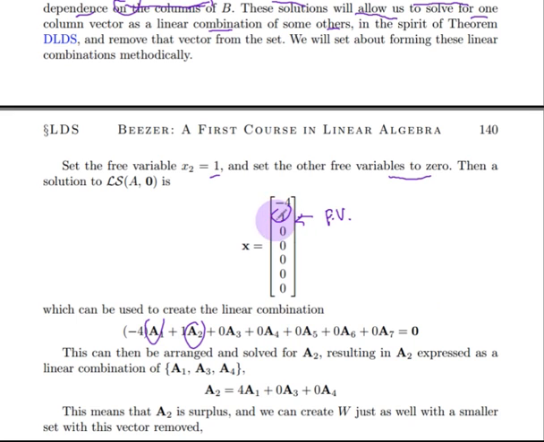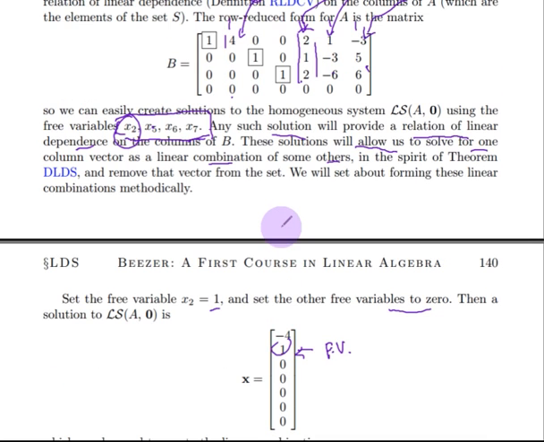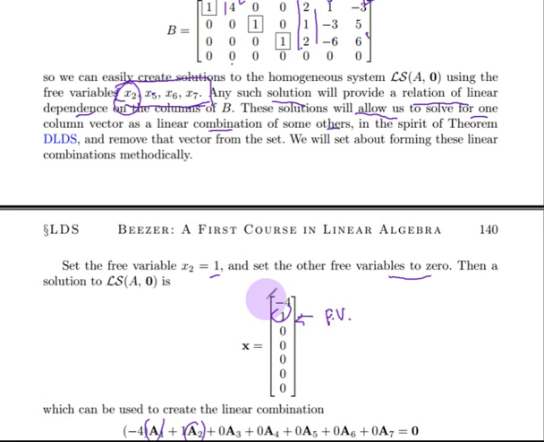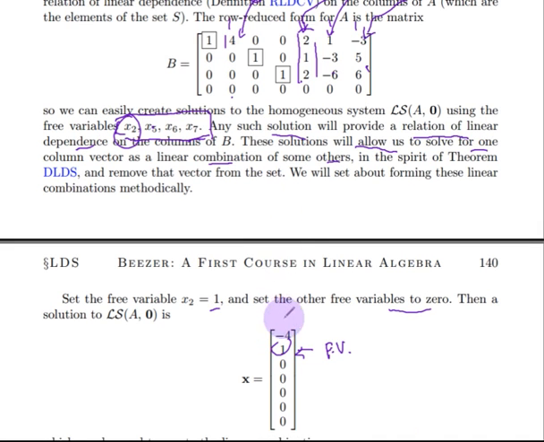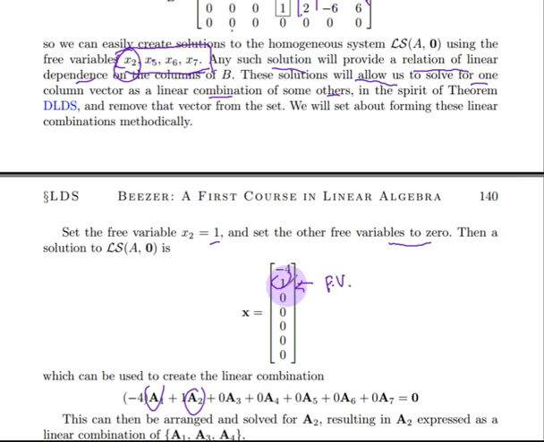And that 1 is necessarily there because of the free variable columns. I'm sorry, this 1, no, I actually said that right. Because x2 is 1, that's where this 1 comes from. So this 1 necessarily came from the fact that x2 is a free variable, and we're setting that equal to 1.